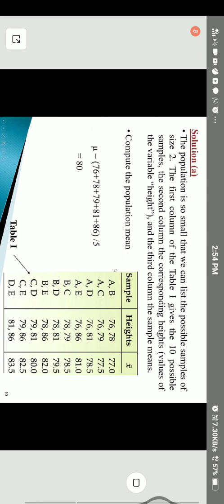So this result is from doing the sampling. Say the players A and B give 70.7. A with C 77.5, A and D 78, A and E 81, B and C 78.5, B and D 79, and then B and E 82, C and D the sample mean is 80, C and E 82, and D and E 83. Okay, this is your sampling.